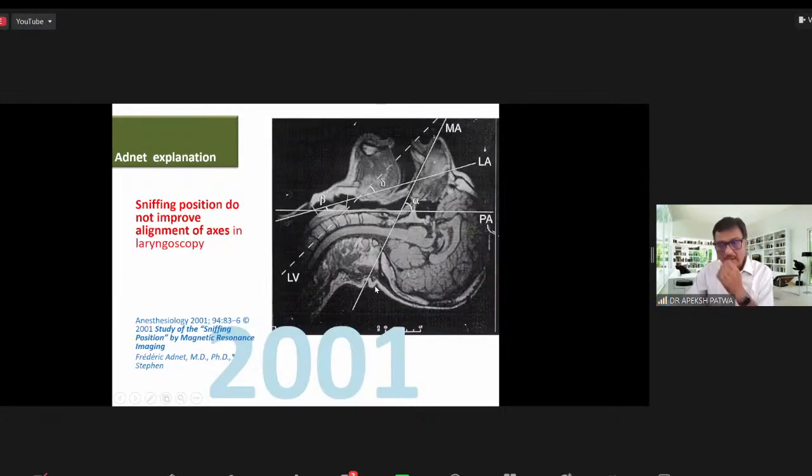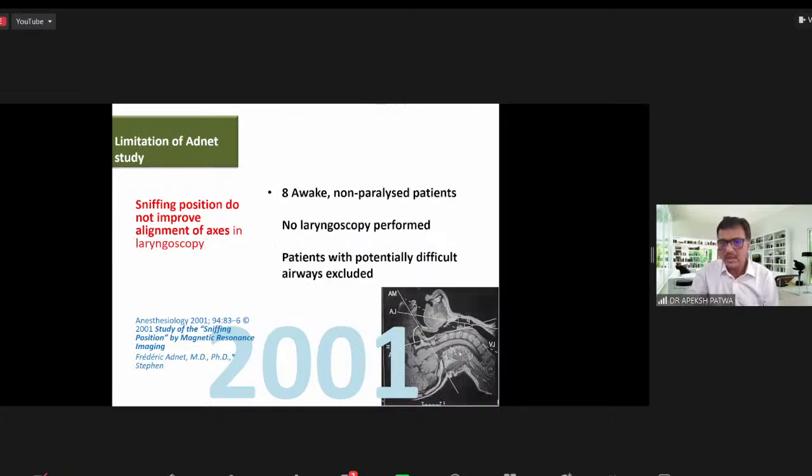That is actually sniffing position. Fine. So, since 1944, McMath and Bannister had explained the 3-axial alignment theory. And in 2001, Adnet contested the validity of sniffing position. In an MRI study of 8 volunteers, he proved that sniffing position does not align the axis. But this study was criticized because only 8 awake non-paralyzed patients were selected. No laryngoscopy was performed. Patients with potential difficult airways were excluded.